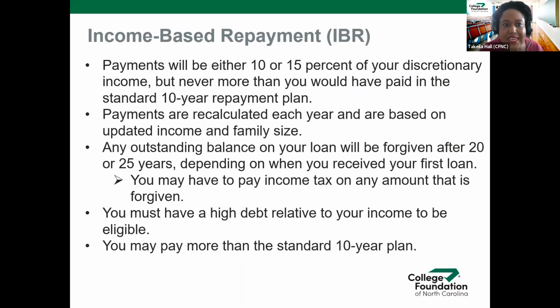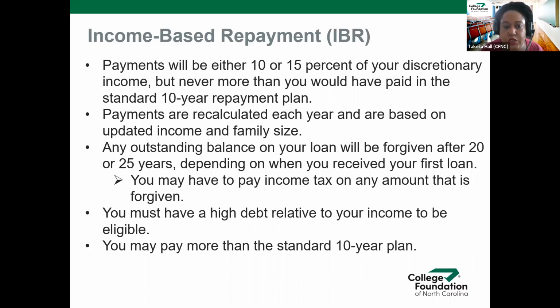Let's talk about income-based repayment. We refer to this one as IBR, so you might hear that term. If you see IBR, we're talking about income-based repayment. Payments will be either 10 or 15% of your discretionary income, but never more than you would pay in the standard 10-year repayment. Payments are recalculated each year based upon your income as well as your family size, and any outstanding balance on your loan will be forgiven after 20 or 25 years.